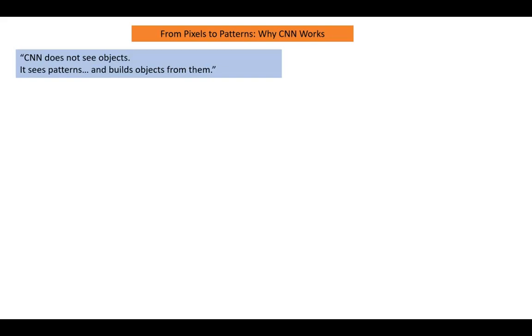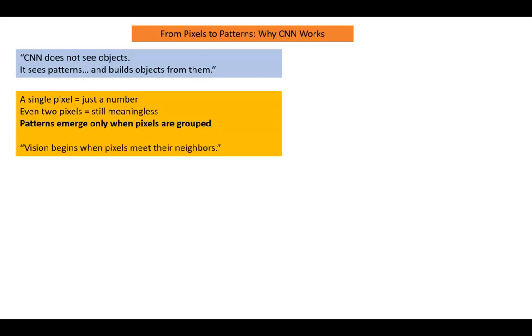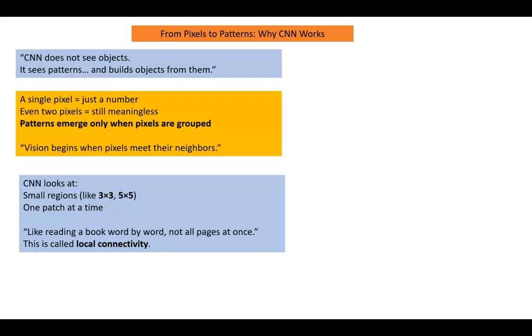Getting into the topic, CNN does not see objects as objects. It sees patterns in them. It builds objects from patterns. Very important. Take the example of a picture of a cat. A single pixel in the image is just a number. 2 pixels, 3 pixels or 4 pixels together, still it's just a number and it is meaningless. Patterns emerge only when pixels are grouped. So the vision begins when pixels meet their neighbors. This is very important and CNN does exactly this.